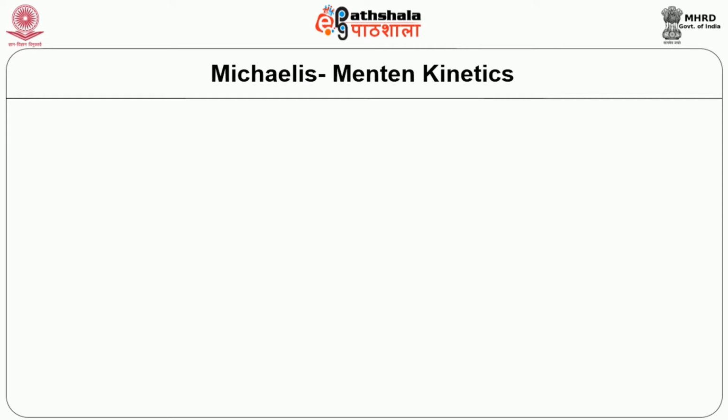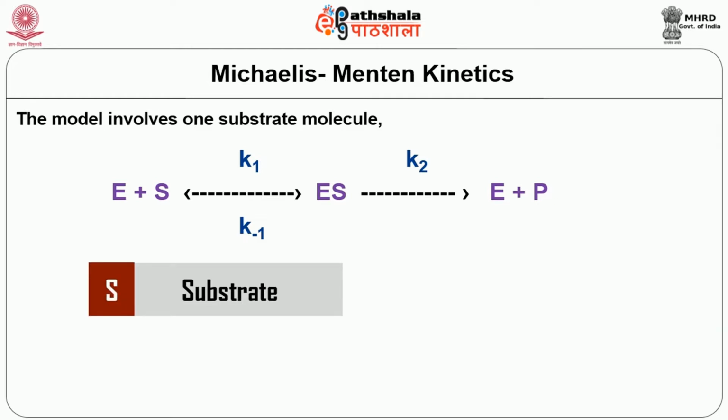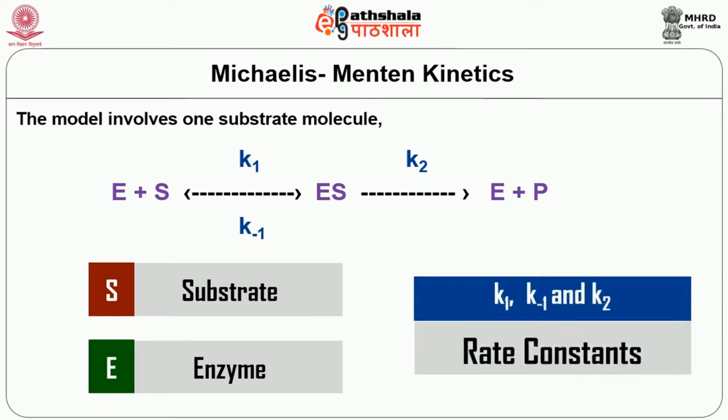The effect of substrate concentration is better understood by the Michaelis-Menten kinetics. Now let us take an enzyme binding to its substrate, giving rise to the enzyme-substrate complex. For the forward reaction, the constant value is taken as K1, and for the reverse reaction it is taken as K-1. And this enzyme-substrate complex then gives rise to the enzyme plus the product, and the rate constant is K2. Please understand, S is the substrate, E is the enzyme, and K1, K-1 and K2 are called the rate constants.